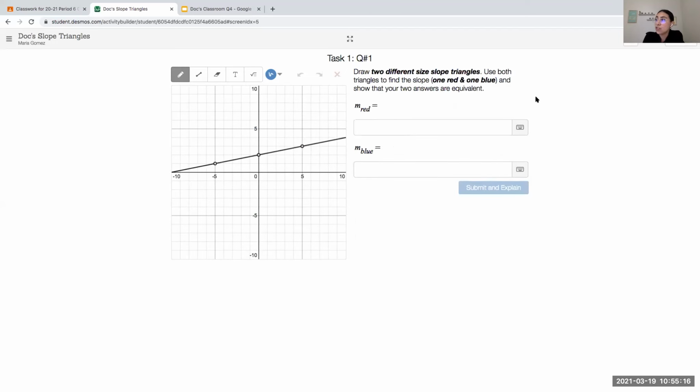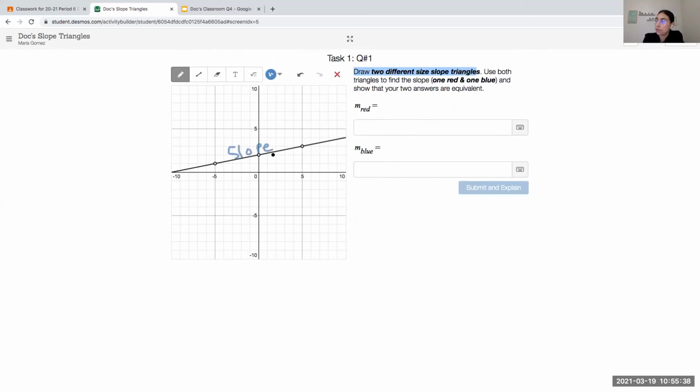Slide 5 has you draw, so this time you have to draw 2 different. So you actually need to draw 2 different slope triangles, one in red, one in blue, and find the slopes. And also go in there and write the word slope. Check your work.